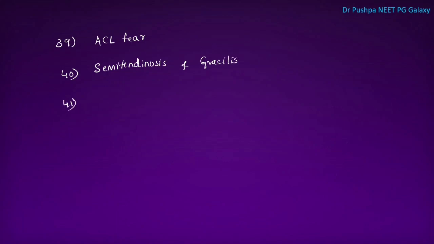Next one, what is the investigation of choice of knee ligament injury? In knee ligament injury, what is the investigation of choice? We will use MRI. Whereas, what is the gold standard? Gold standard investigation in ligament injuries is arthroscopy.